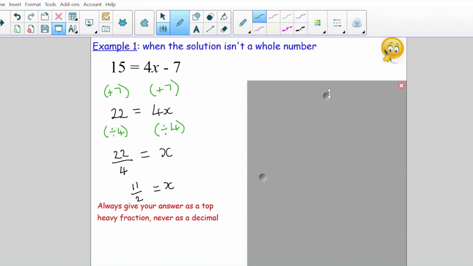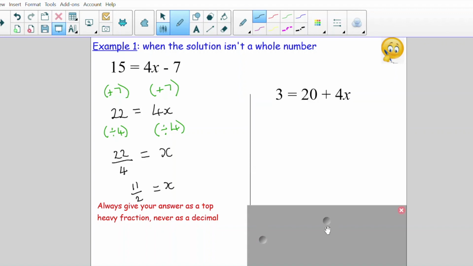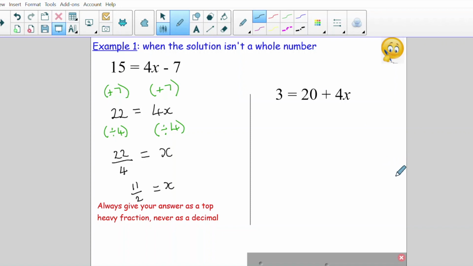Okay, I'd like you just to pause the video for a moment and have a go at this equation here. So pause the video, try it for yourself, and then you can restart the video and I'll write up the solution and you can see how you got on.